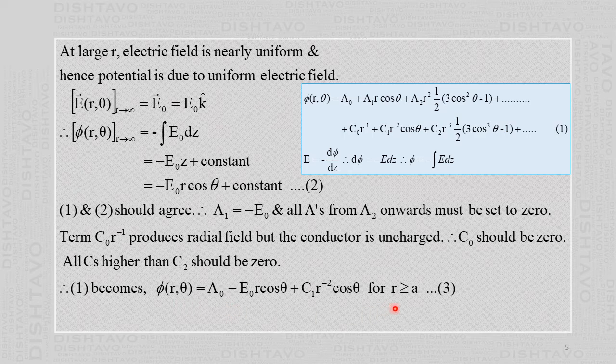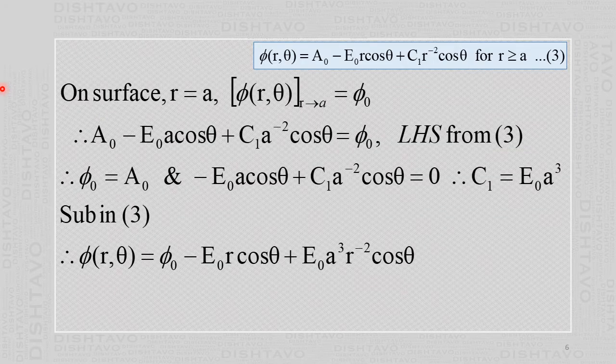Now this phi of r theta is for r greater than or equal to A, that means outside the conducting sphere. In the previous slide, we had seen that outside the conducting sphere we found this expression for r greater than or equal to A. Then on the surface, r equal to A is the radius of the conducting sphere, and we have already mentioned that on the surface the potential is phi naught. So now on the right hand side, we substitute r equal to A and write this equation, which is A naught minus E naught A cos theta plus C1 A raised to minus 2 cos theta.